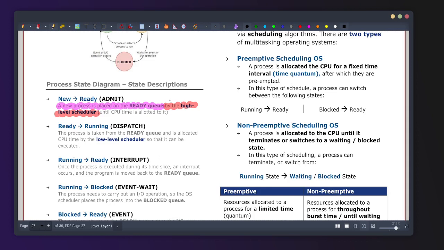And there's an important point here: until CPU time is allotted to it. What does that mean? What that last underlined statement means is, it will stay in the ready queue until the CPU gives it time to execute. Okay, right. So a new process is placed on the ready queue by the high level scheduler. And we don't know what the high level scheduler is, but you probably understand what a scheduler is.